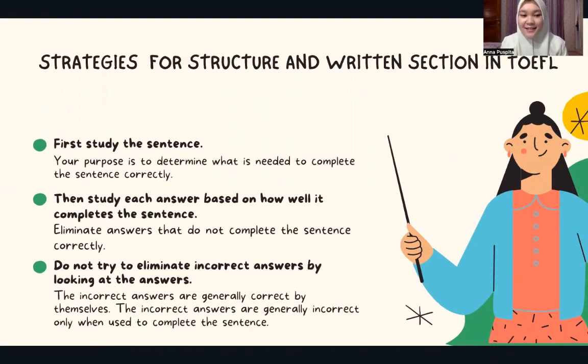First, study the sentence. Your purpose is to determine what is needed to complete the sentence correctly. Then study each answer based on how well it completes the sentence. Eliminate answers that do not complete the sentence correctly. Third, do not try to eliminate incorrect answers by looking at the answers. The incorrect answers are generally correct by themselves. The incorrect answers are generally incorrect only when used to complete the sentence.